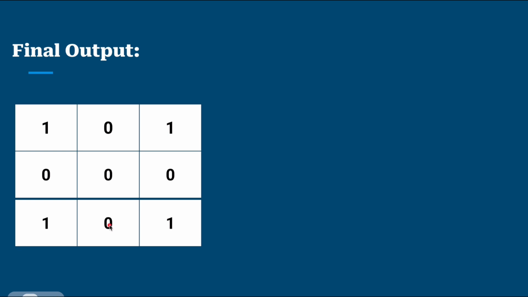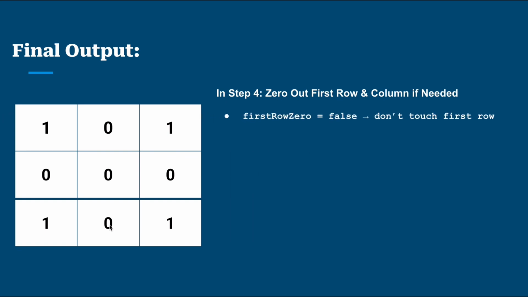So if we talk about the final output, right, we have to zero out the matrix using those markers, and it is the final output. So 0 means zero out first row and column is needed, right? And so we have to set first row equal to false, don't touch the first row, and the first column we'll say false, so don't touch the first column also, right? No change is needed because it is already done, right?